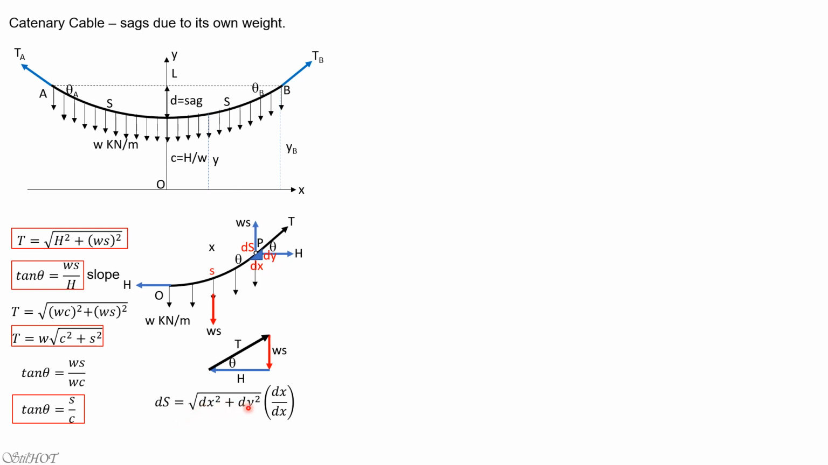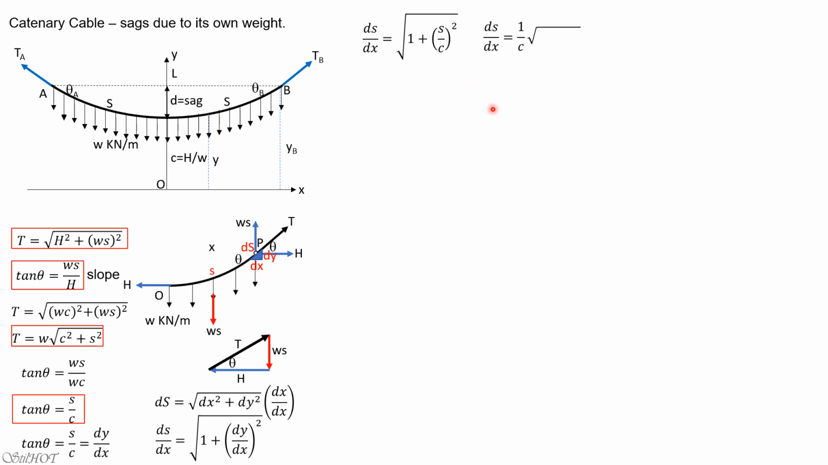ds is square root of dx squared plus dy squared times dx over dx. Again, just like before, put the denominator dx into the radical, so it becomes dx squared into the radical. So dx squared over dx squared is 1. Then dy/dx quantity squared times dx. So ds/dx is square root of 1 plus dy/dx quantity squared. And dy/dx is actually the slope of the tangent to the cable, to the curve. And dy/dx is tangent of theta from calculus. So it is s over c. So ds/dx equals square root of 1 plus s over c quantity squared. Then simplifying, ds/dx equals 1 over c times square root of c squared plus s squared.